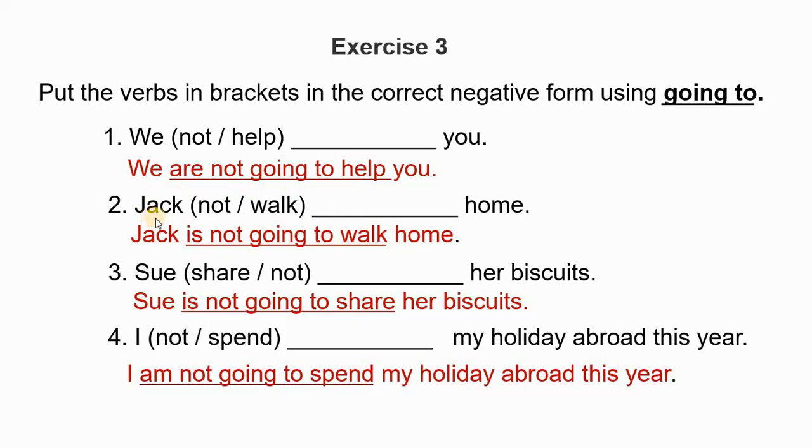Number 2, correct answer, Jack is not going to walk home. Number 3, correct answer, Sue is not going to share her biscuits. And number 4, correct answer, I am not going to spend my holiday abroad this year.